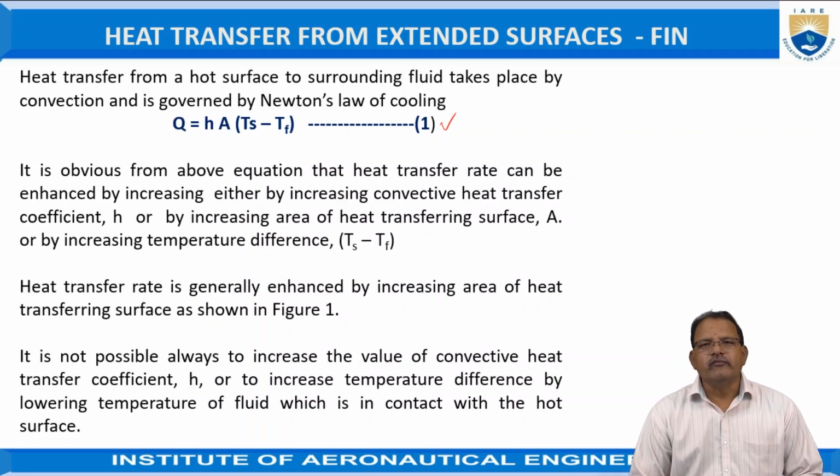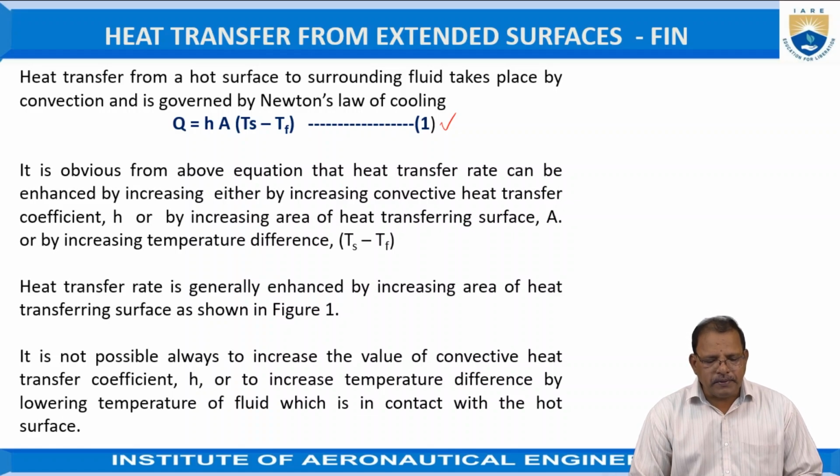It is obvious from that equation that in order to increase the rate of heat transfer, h should be high, or the cross-sectional area should be more, or the temperature difference Ts minus Tf should be more. But there is a limitation on increasing the difference of Ts and Tf, because we cannot heat the surface of the solid beyond a certain temperature, and Tf is the fluid temperature, which we cannot decrease. Depending on environment conditions, that is fixed. Hence it is not desirable to increase the values of Ts and Tf.